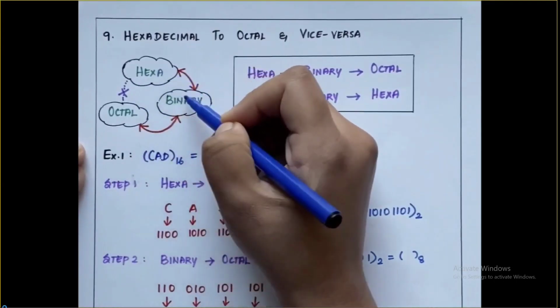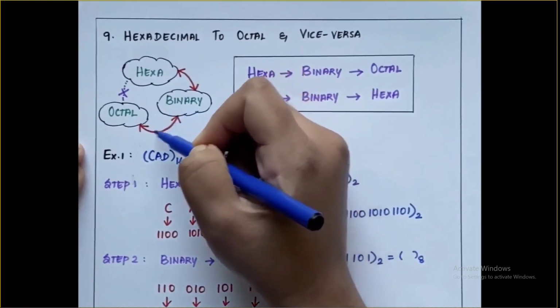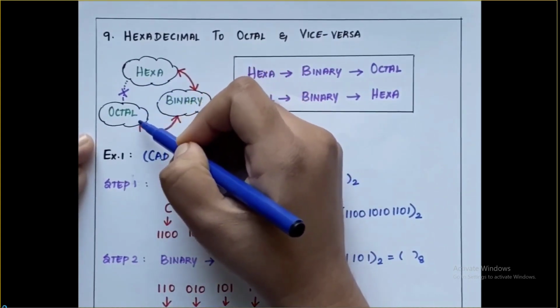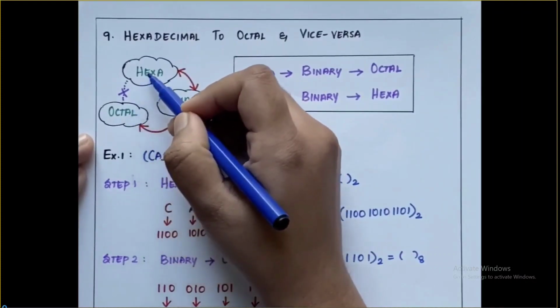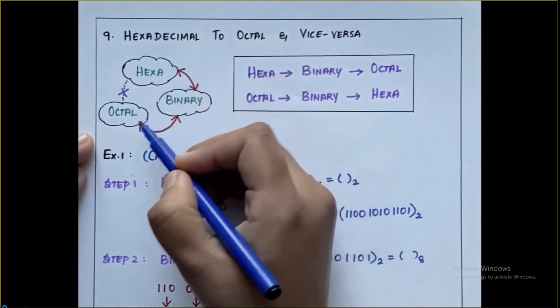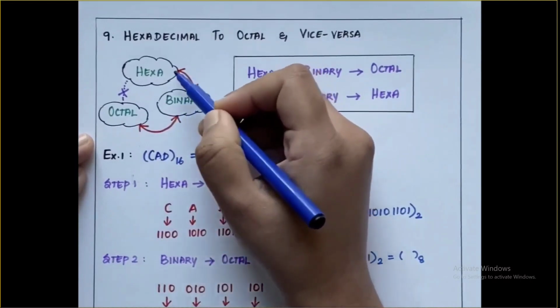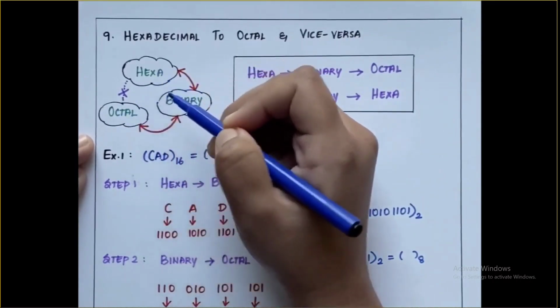So hexadecimal has to be converted to binary, and from binary the equivalent octal value can be obtained by following the conversion. So that is how we can convert a hexadecimal to octal value. Similarly, to convert octal into a hexadecimal number, it should follow the reverse cycle, which is octal is converted to binary first and binary is converted to hexadecimal. So this is the procedure for this particular conversion.